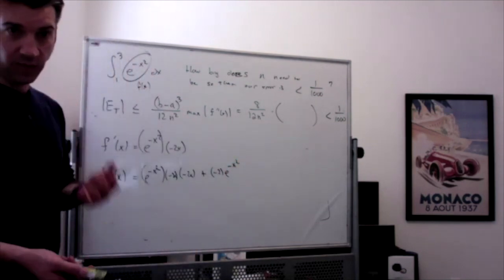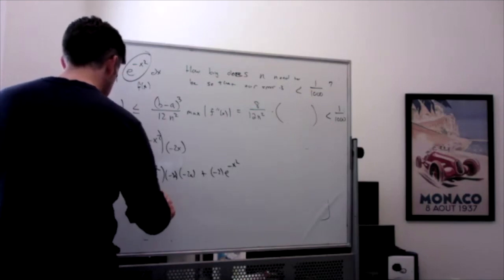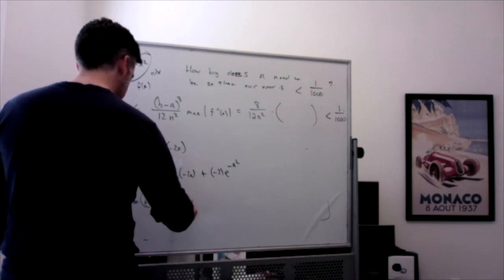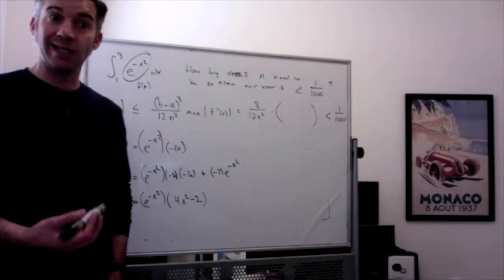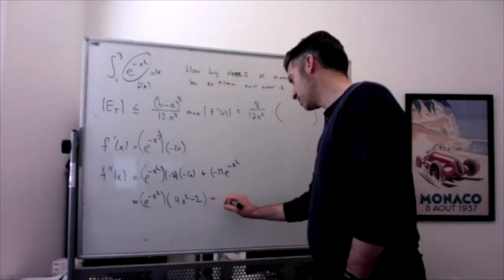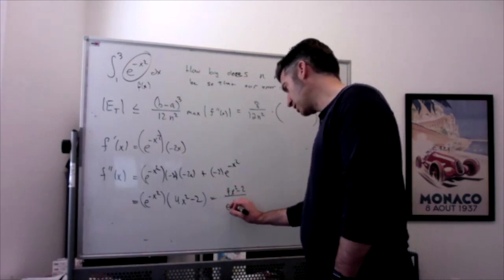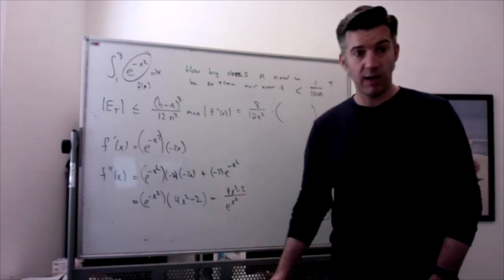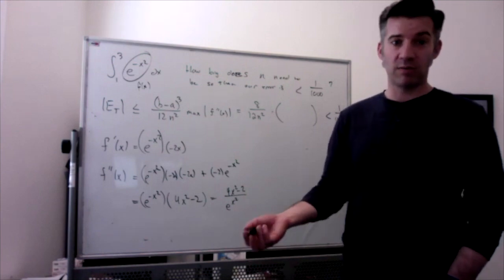And now check this out. We're going to factor out e to the negative x squared. So it's e to the negative x squared times 4x squared minus 2. And we want to make this product as large as possible. It might help to see that this is 4x squared minus 2 over e to the positive x squared. So to make this fraction as big as possible, you want to make the numerator as large as possible and the denominator as small as possible.